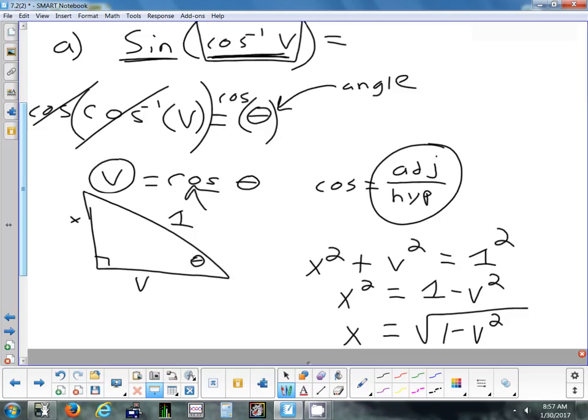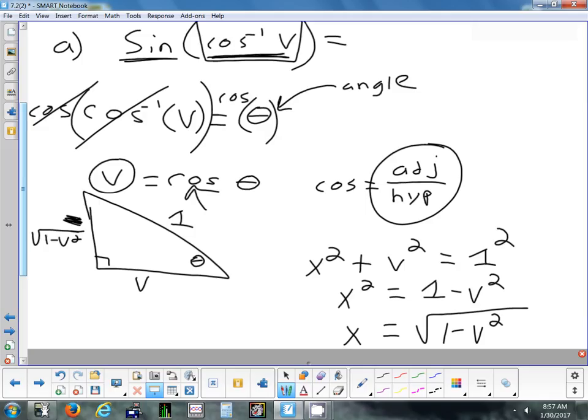This kind of thing is going to happen in every problem. You're going to end up with an expression like that. Don't try to simplify it. You can't. That's as good as it gets. So this side is not x. It's the square root of 1 minus v squared.